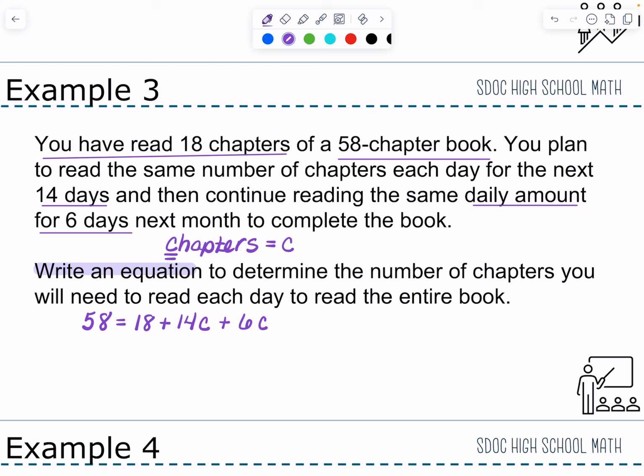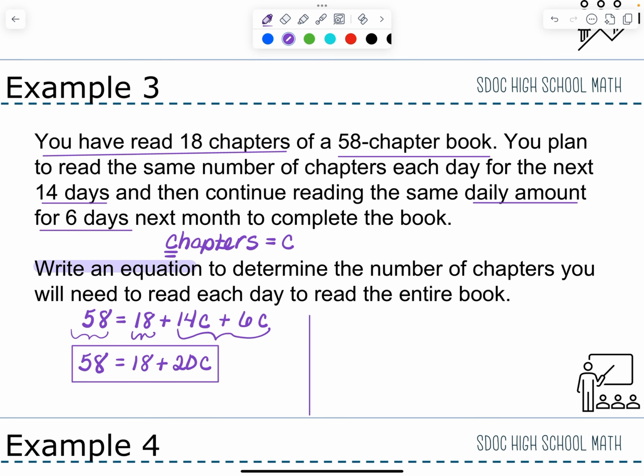Now that I have this, I want to look at it to see if I can simplify. Is there anything that I can do to make this equation look a little smaller? On the left side, I have a constant value of 58. Constant means there's no variable with it. On the right side, I have a constant value of 18. I have two variable terms, because they have a variable with it. 14C plus 6C gives me 20C. Now there's another way to actually write this equation, and I'm going to show you that one as well.